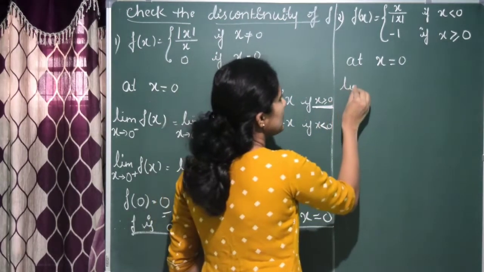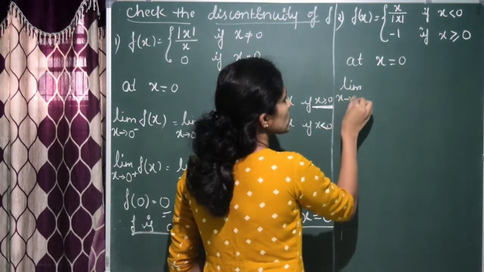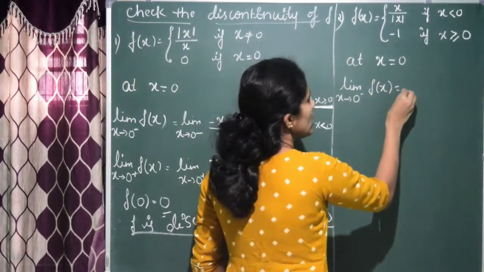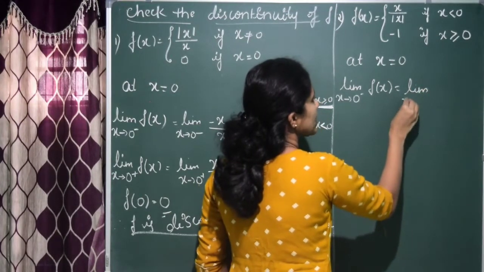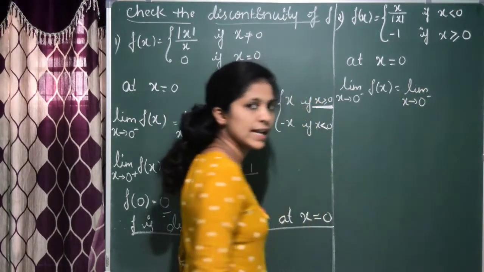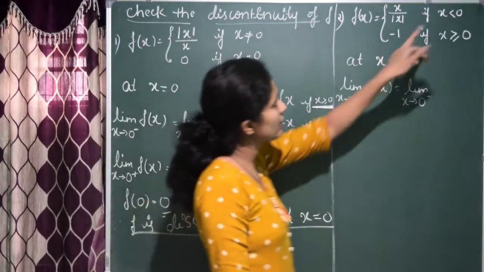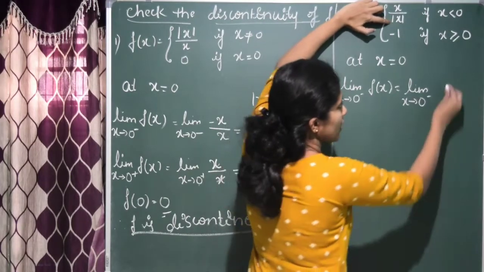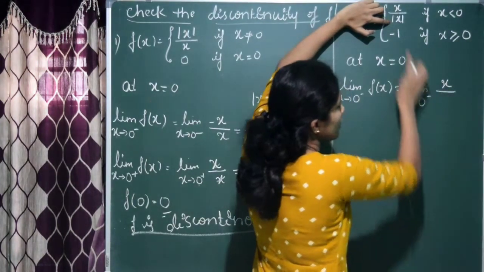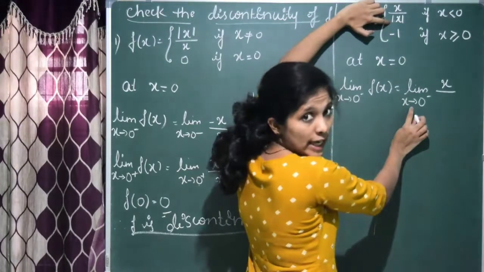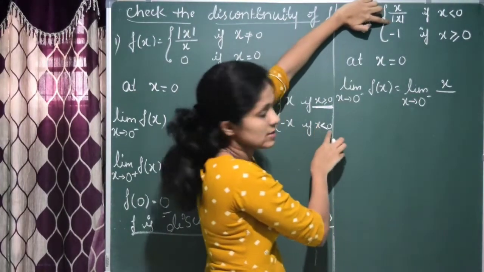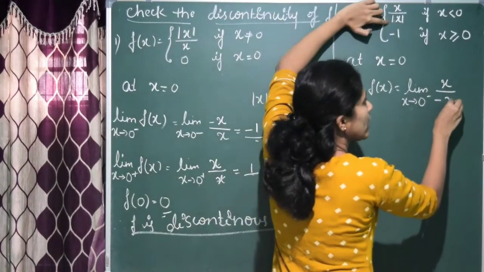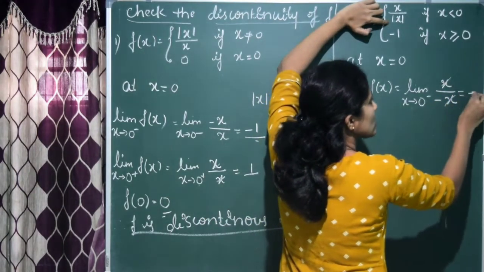Now I will write the limit as x tends to 0 minus, from the left hand side. So the function f of x is the limit as x tends to 0 from the left hand side, I mean the value of x is less than 0. Whenever the value of x is less than 0, the function is x divided by modulus of x, right? But if x is less than 0, modulus of x is defined as minus x. So x and x will get cancelled. This is equal to minus 1.